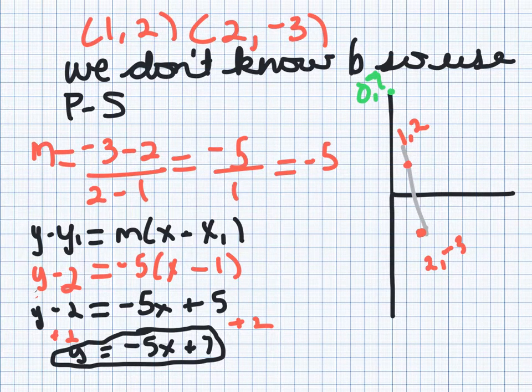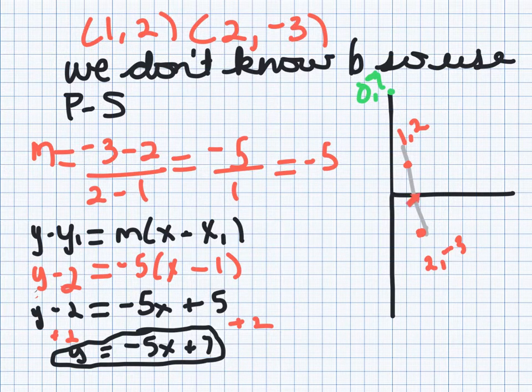If we don't know where the line crosses the y-axis, then we have to use the point-slope equation. Our coordinates in this example are (1, 2) and (2, -3), and again we're using point-slope. I charted my (1, 2) and (2, -3) coordinates here. Just looking at this, I can surmise that it probably is going to go up here and cross at the 7. I figure out my slope.